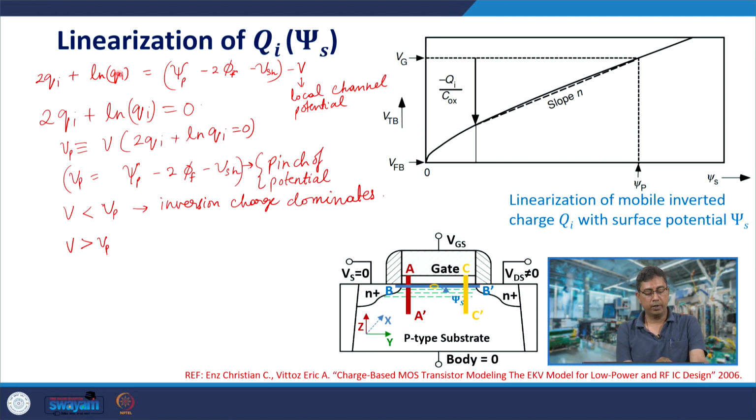You could see that now this is negative, means the exponent of Qi is larger in magnitude than 2 Qi. So, it is as if the inversion charge density is smaller than a certain threshold. Therefore, you would say that you can consider it to be weak inversion, that part of the channel where V is larger than Vp, there you can consider it to be weak inversion, and the inversion charge density is much smaller.